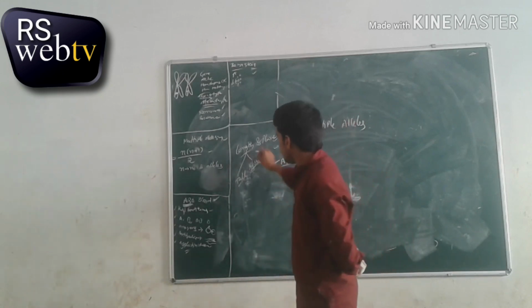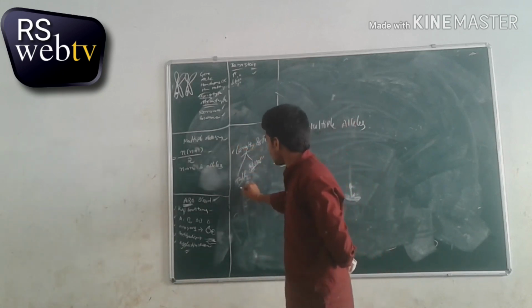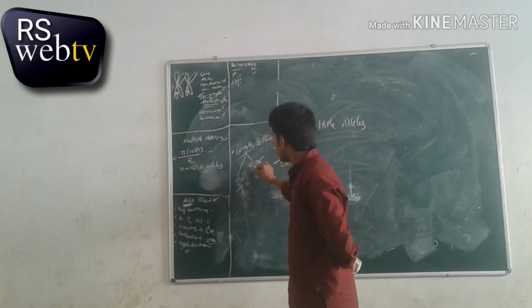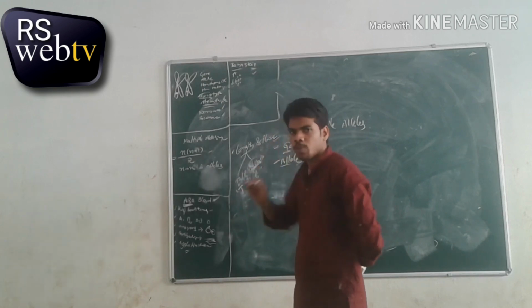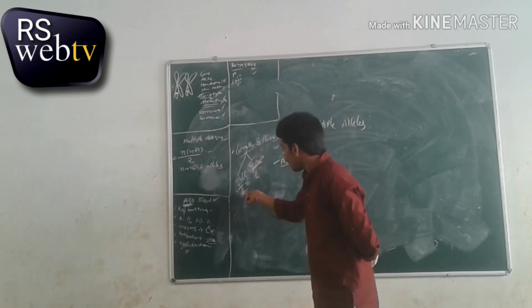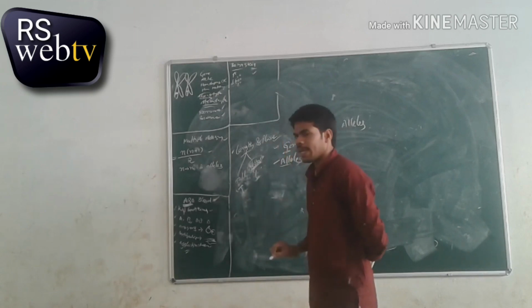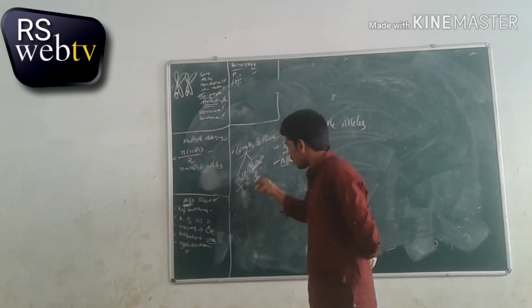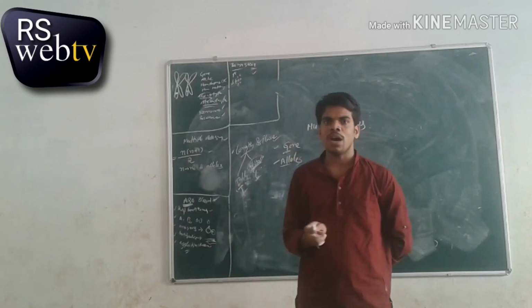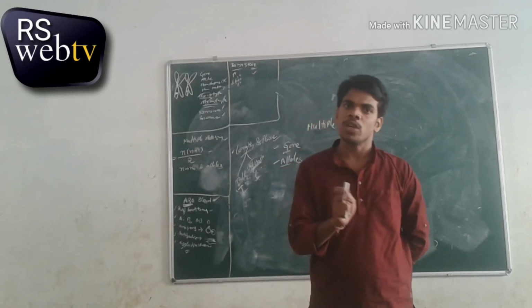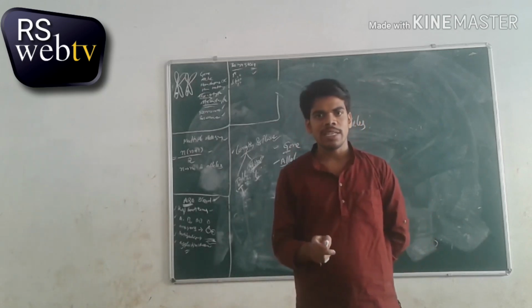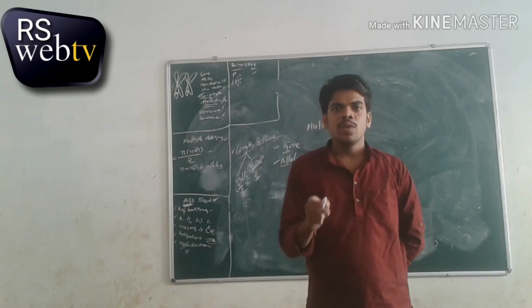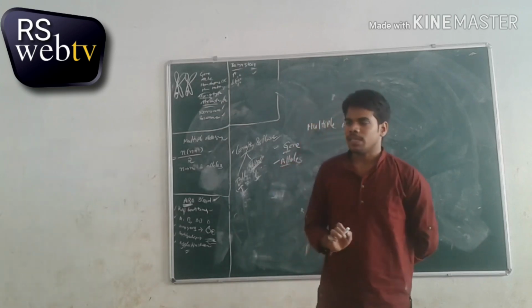For example, this is the control of the gene. Capital T indicates the tall plant and small t indicates the short plant. This is dominant over this character. These two are called alleles. Alleles are the alternative forms or alternative versions of a gene. Gene is a sequence which controls the phenotypic trait.